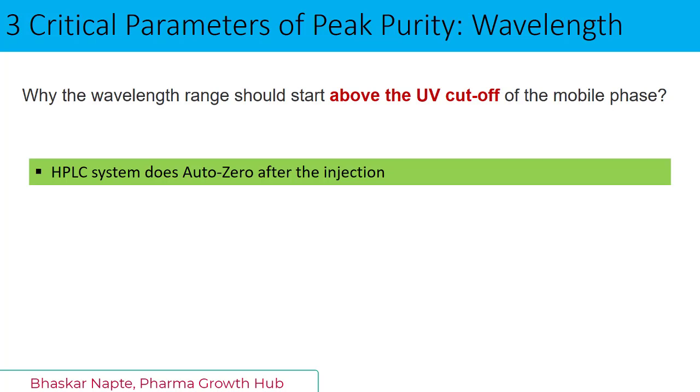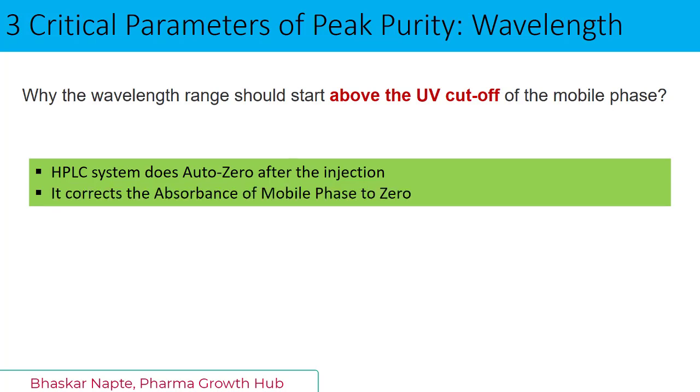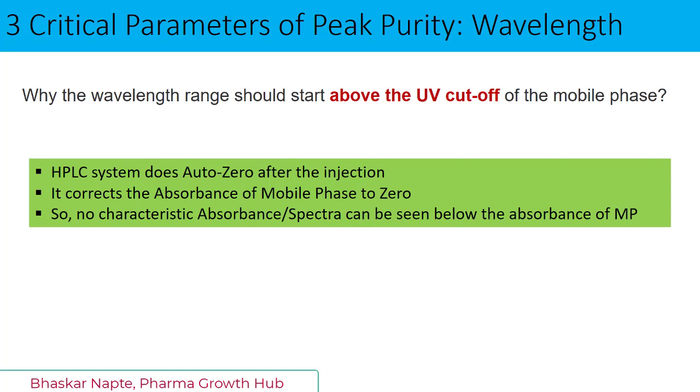See, in an HPLC system, once you make any injection, your HPLC system does the auto zero automatically. So whatever response you are supposed to get from the mobile phase gets corrected to the zero absorbance unit value. So no characteristic absorbance or spectra can be seen below the absorbance of the mobile phase.